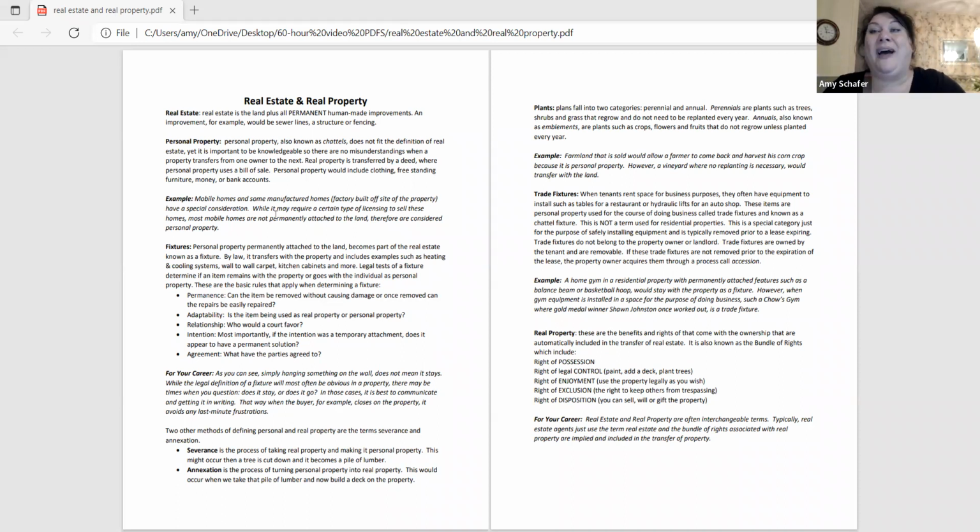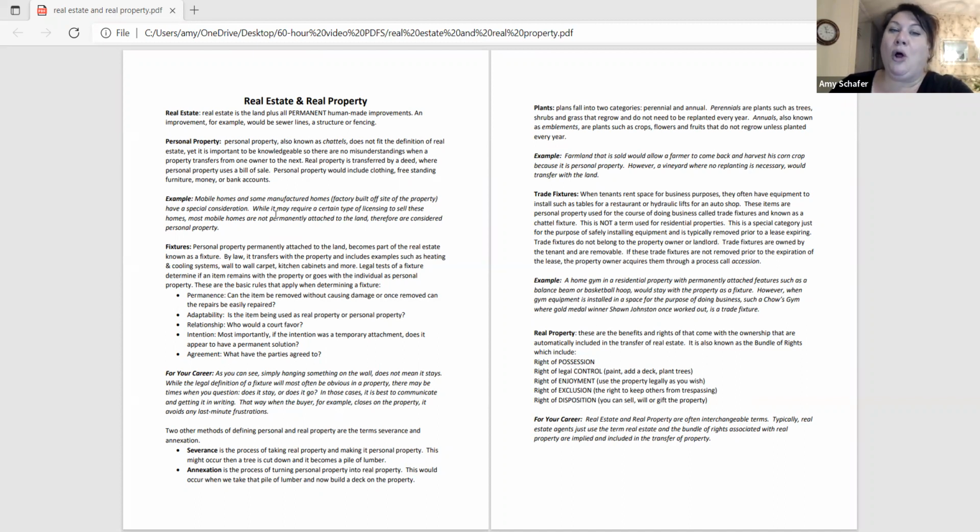So for example, I've got very heavy artwork that has needed to be screwed into the wall and anchored so that it doesn't fall and hurt anyone. Is that a fixture now? No, because just screwing it into the wall is not what determines it being a fixture. It was the intention, and the intention is not an improvement to the property. The intention is just for me to enjoy my artwork. So that still remains personal property.